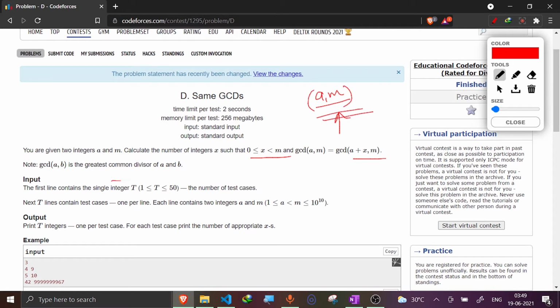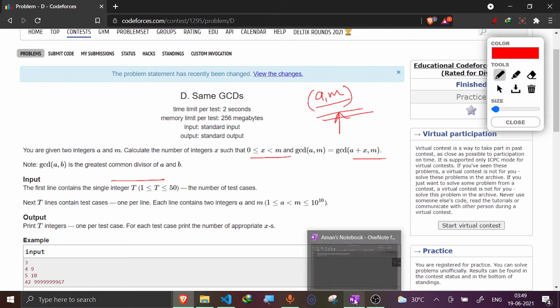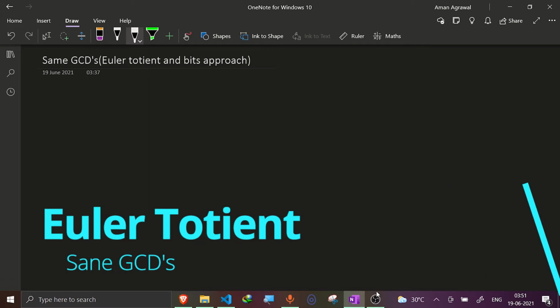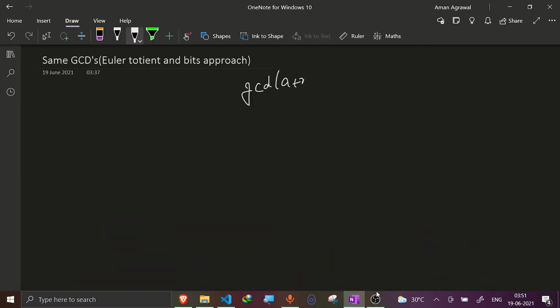Let me explain this by two different methods. Firstly I would be explaining this by the Euler Totient method and the other one by bitset rather. So what we are given is that GCD of (a plus x, m) should be equal to GCD of (a, m). Let it be k, where x belongs to 0 till m minus 1.